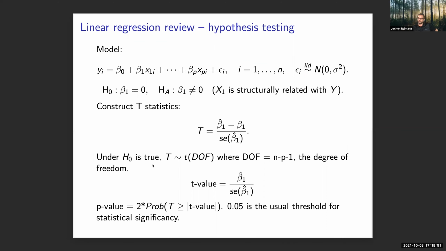And the null hypothesis being true, capital T equals lowercase t with DOF, where DOF is n minus p minus 1, which constitutes the degrees of freedom. So the p-value is then basically estimated based on the probability derived from the t-score, which essentially is calculated mainly from statistical software. So we are essentially assuming 5% as a usual threshold for statistical significance.